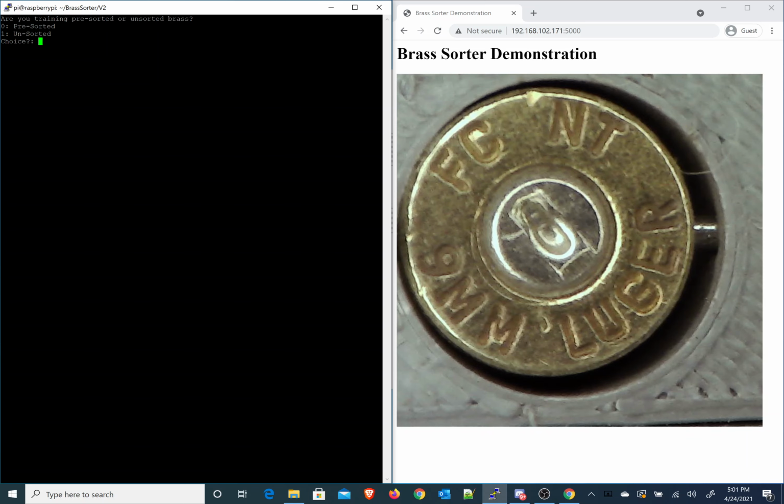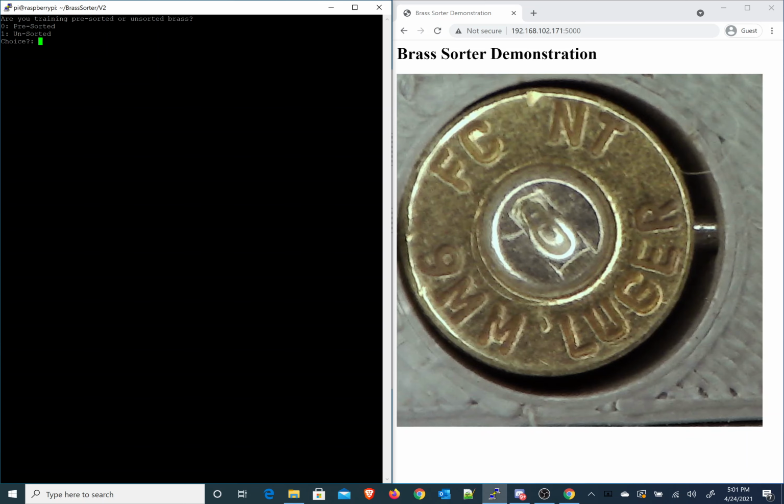So I started up the program on the left here. It wants to ask us what mode we want to run it, pre-sorted or unsorted. So pre-sorted mode would be, I feed it a bucket of all one head stamp of brass, say Winchester, and it just classifies each and every picture as Winchester, saves it as Winchester brass, so that way we can feed it back into the training model later.